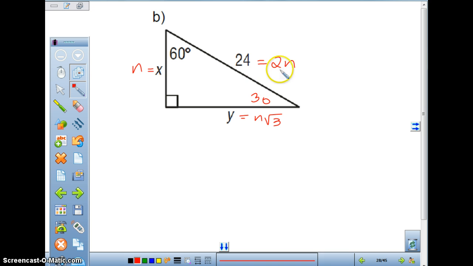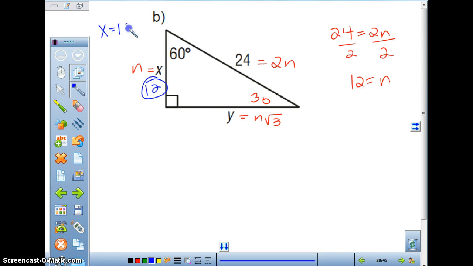Okay? So I can look at this and go, oh, this isn't as easy to solve. I've got 2n equals 24. So 24 equals 2n. I'll deal with this just like any problem in algebra and divide and get 12 is equal to n. So that means over here on this side, this is 12. In other words, x equals 12. Then I can see I've got an n root 3 here, so there's 12, and I'll put 12 root 3 for y. All right, well that wasn't so bad.